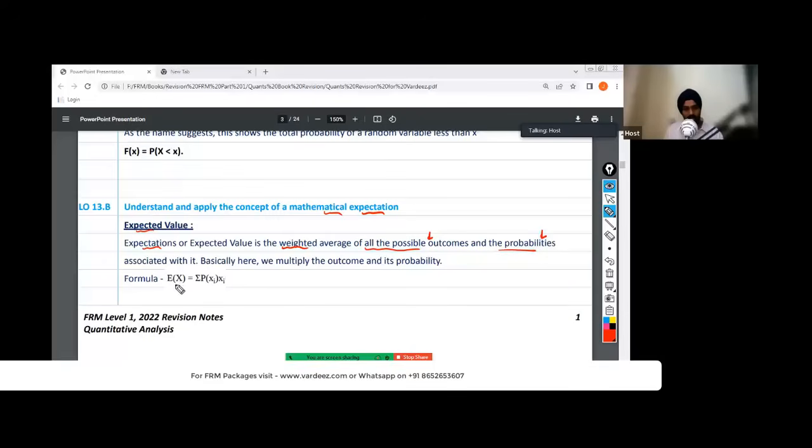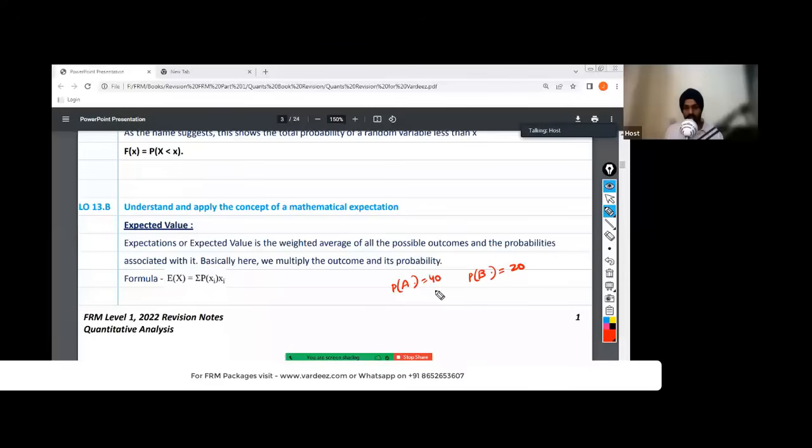Okay, so here, if we look at this particular formula, this E of X, that is the expectation of the random variable X, which is equal to the probability of X multiplied by the weight of Xi. So this is the weight and this is the probability. For example, if I'm given two events, A and B, and I know the probability of event A is, let's say, 40%, and the probability of event B is, let's say, 20%.